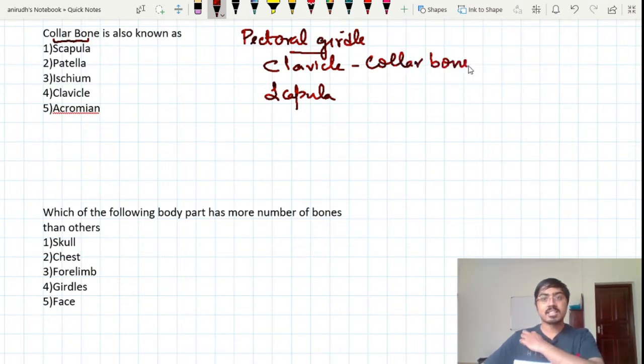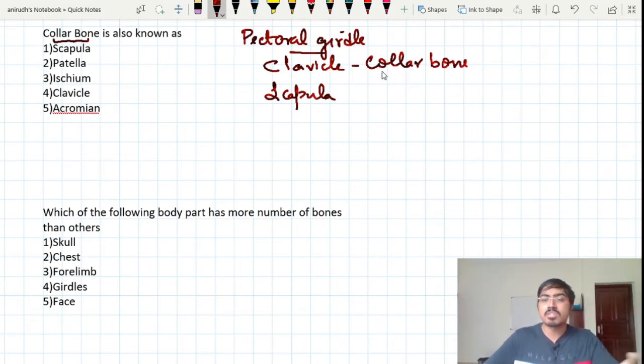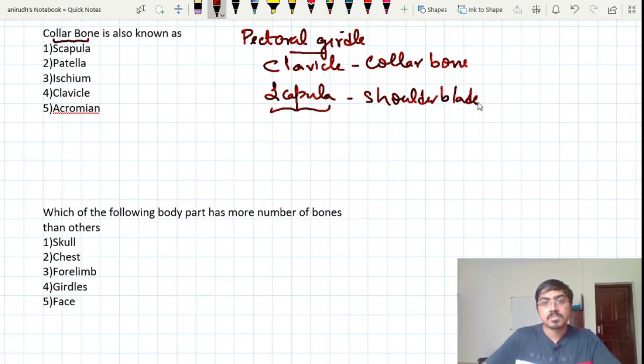Okay, so this is where the clavicle is there. Okay, it is a horizontal bone, it is a long bone, it is also called the collar bone. Sometimes it is also called shoulder bone. Now scapula is called the shoulder blade. Okay, so obviously the correct answer for this question is option number 4. Now what else is there? Scapula, shoulder blade.